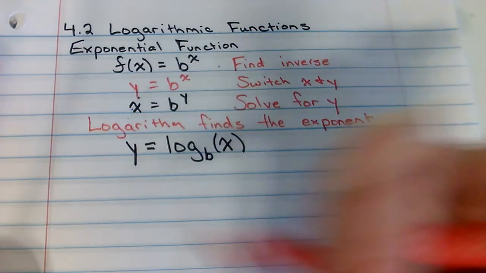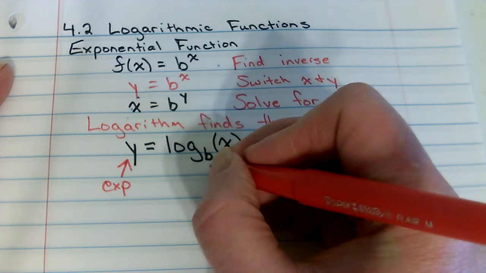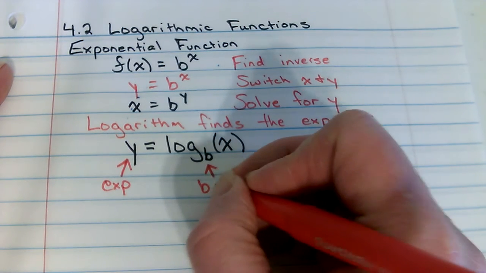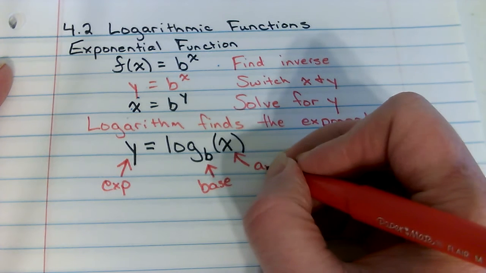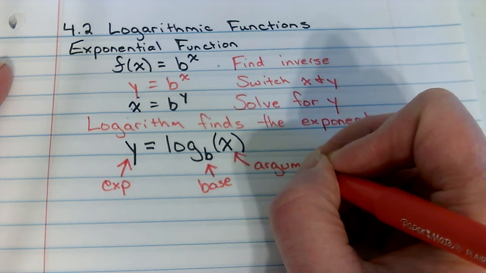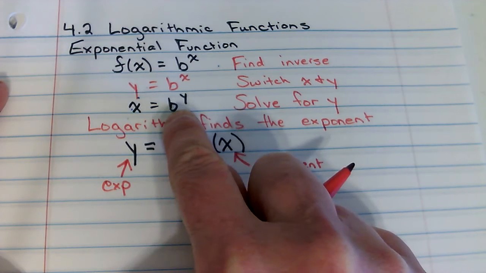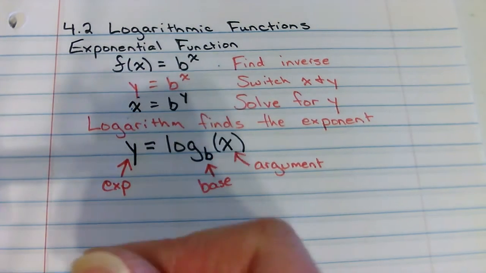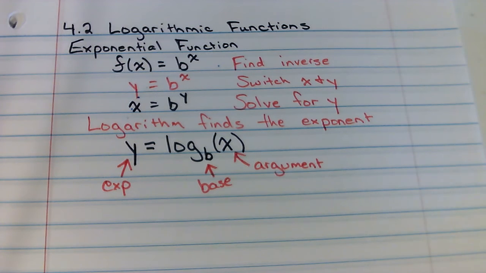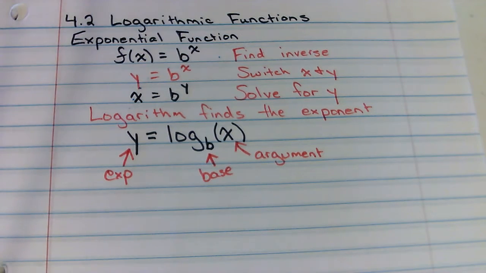So again, this is the exponent. The answer is always the exponent. This subscript is the base. And we call this the argument. It's what we're trying to get, as far as b to what power gives me that answer. So let's do a little bit of rewriting, thinking about how these two are related.